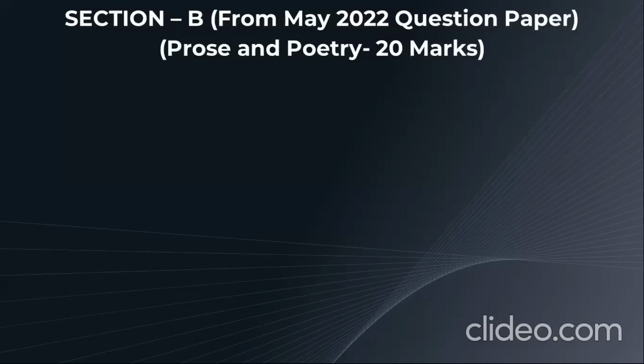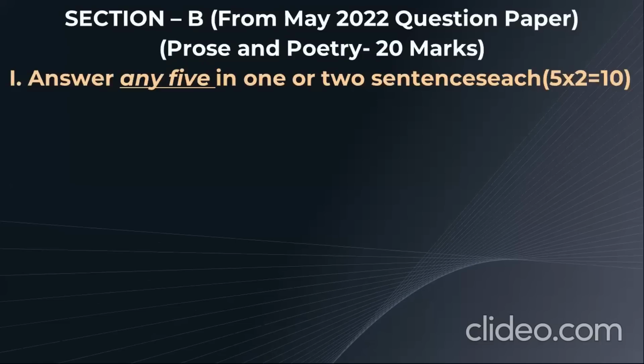This model question paper does not consist of the section B, so I have extracted this section B part from the May 2022 question paper, just to refer. So prose and poetry for 20 marks, the section B. Here, answer any 5 questions, and each question is for 2 marks. So out of 7 questions, you are going to attempt any 5 questions.